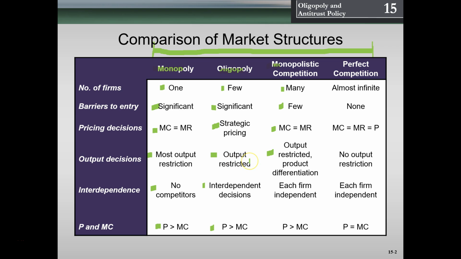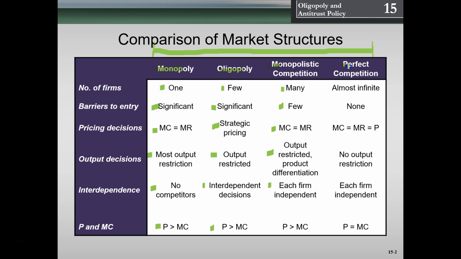Output decisions, output restricted, product differentiation. So what this means is that there's going to be some differentiation. What we're trying to do in a monopolistic competition, like any time, is try to differentiate our product a bit. And therefore, by differentiating from everything else, we still have the substitute out there, but we're going to try to get some market power by having that differentiation. Interdependence, each firm is interdependent, and price and marginal cost, price is going to be greater than marginal cost.